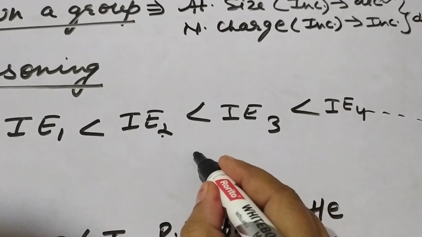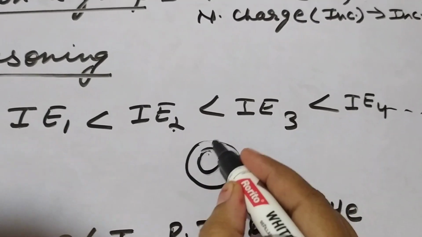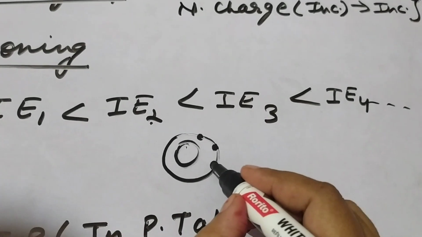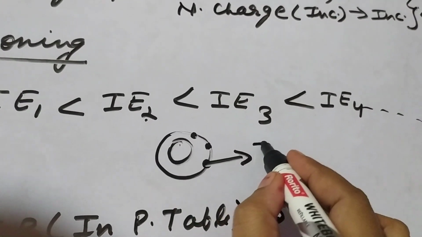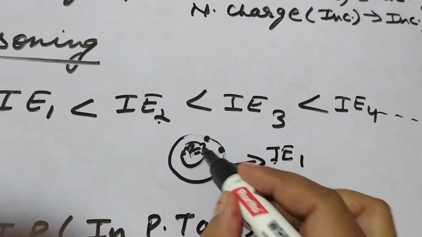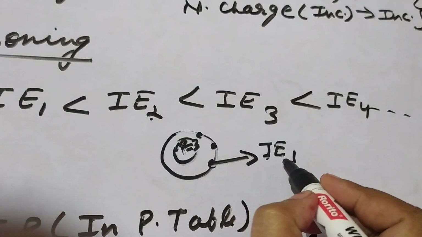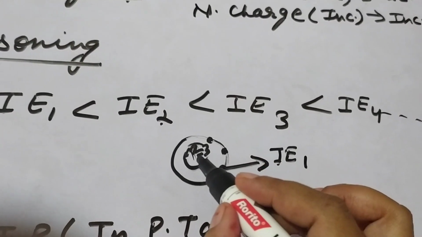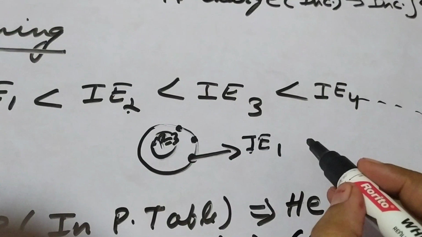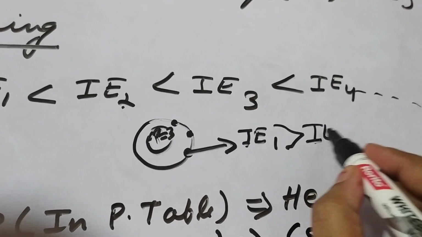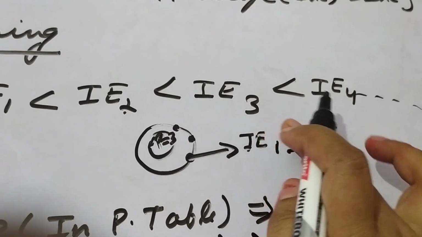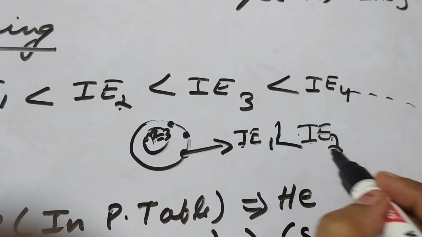Suppose there is an atom and there are 3 electrons here. Some energy we give to remove 1 electron, that is IE1. Now the remaining 2 electrons, suppose protons are also 3, are holding them. Now only 2 electrons are left, so the force of attraction of 3 protons on 2 electrons will increase, and it will require more energy to remove the second electron, that is IE2. IE2 will always be greater than IE1.